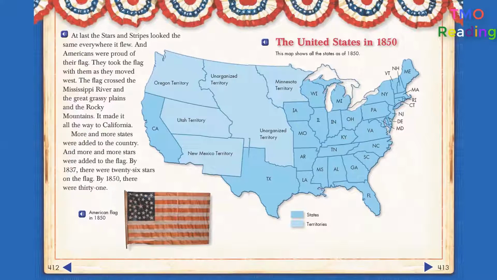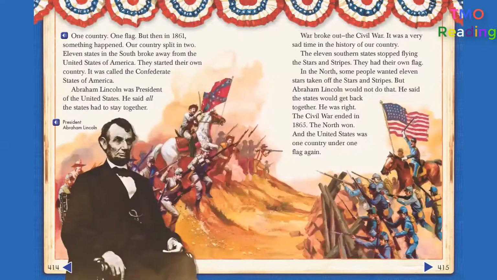American flag in 1850. The United States in 1850. This map shows all the states as of 1850. One country, one flag. But then, in 1861, something happened. Our country split in two. 11 states in the South broke away from the United States of America. They started their own country. It was called the Confederate States of America.